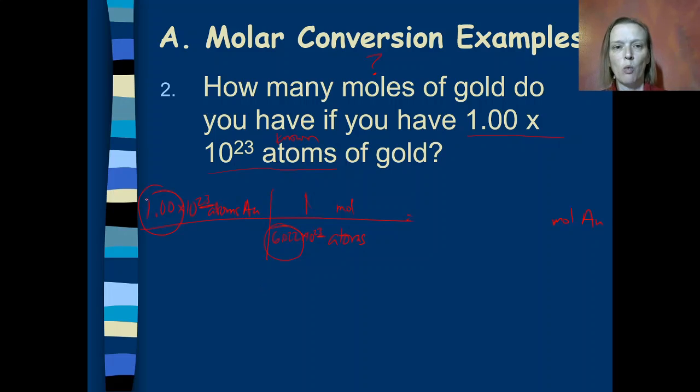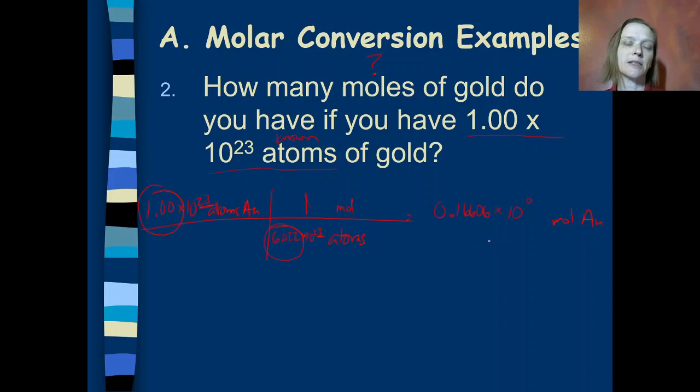So 1.00 divided by 6.022 gives you 0.16606 times 10 to the 23 minus 23 is 0. So this is the answer that I have when I divide the coefficients and subtract the exponents.